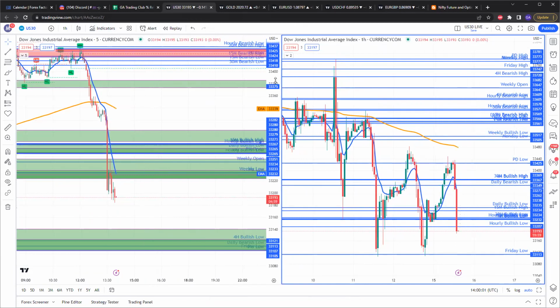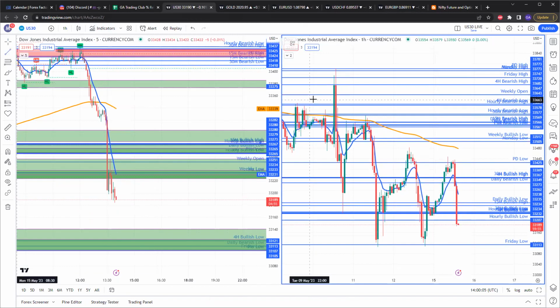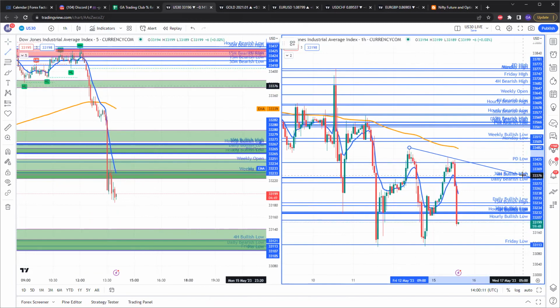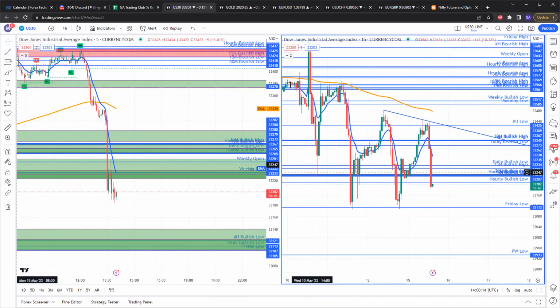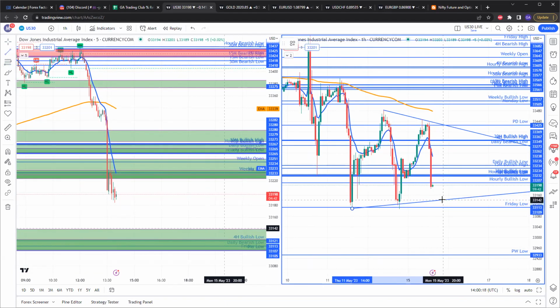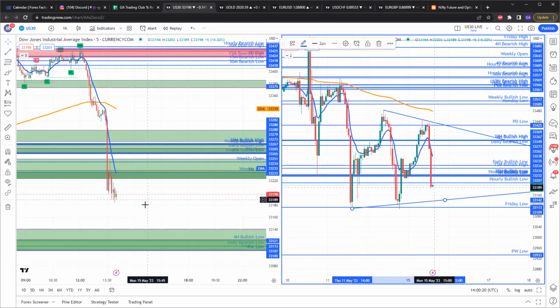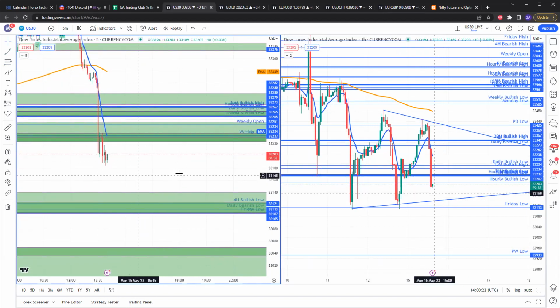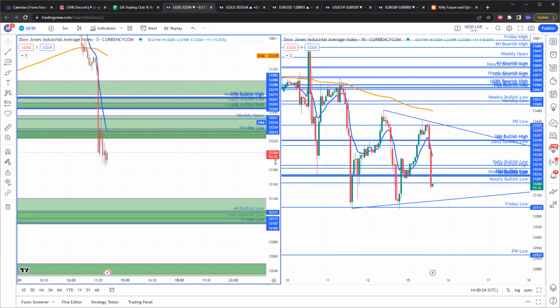I wanted to draw a trend line on the higher time frame, but I don't need the indicator to draw a trend line. So this is a trend line on the hourly. This is the other trend line right here. So right now, what do we have? Price is in no man's land. There's nothing to keep price from coming back down.